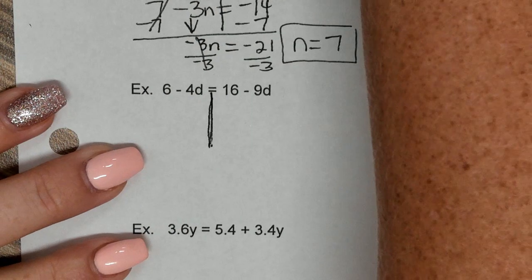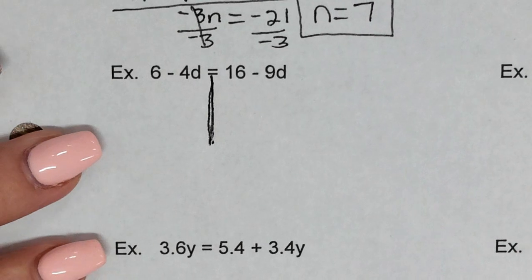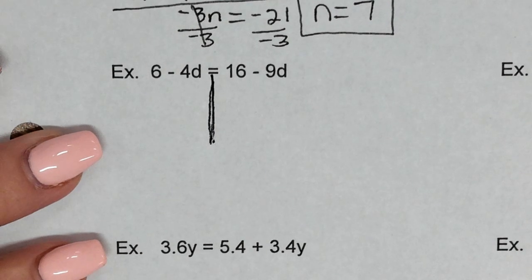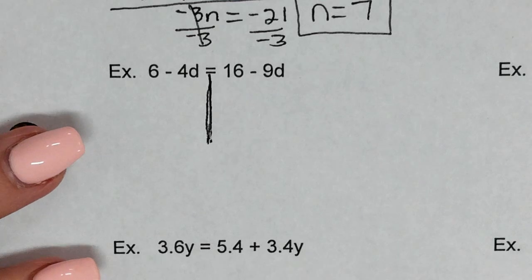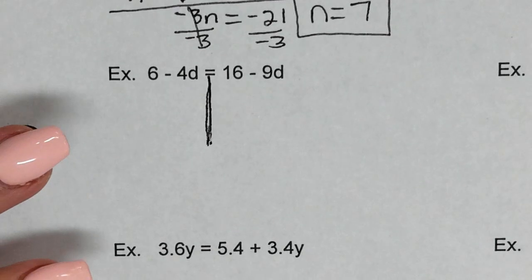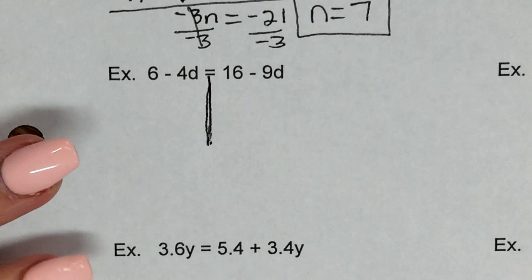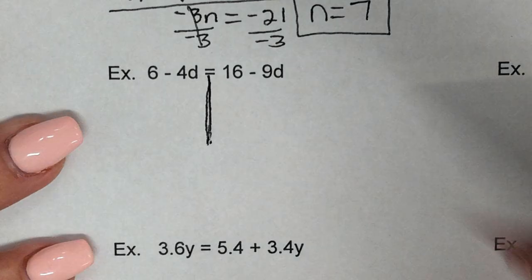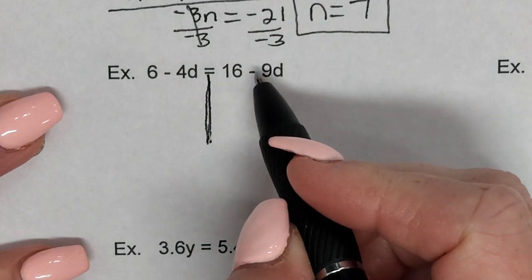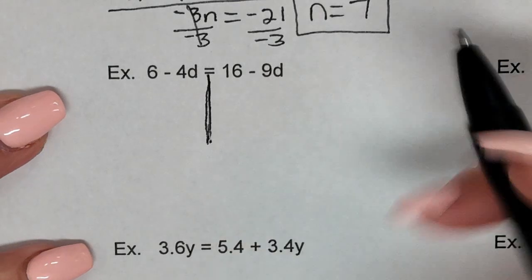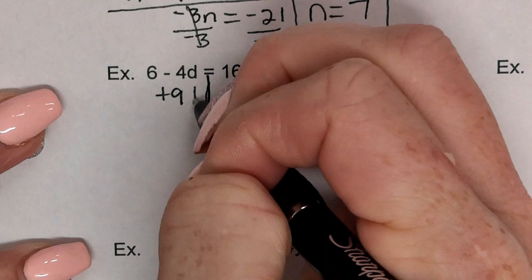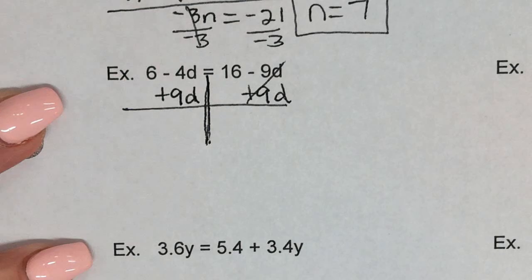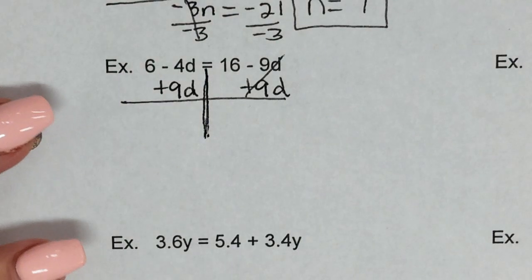What's the first thing you had to do? Change if you want to, absolutely. Well, there was no parentheses, there was no like terms, so what's the first thing I'm going to do? Get all the variables to one side. How would I zero out a minus 9D? Plus 9D. I love that you change. It will keep you from messing up.